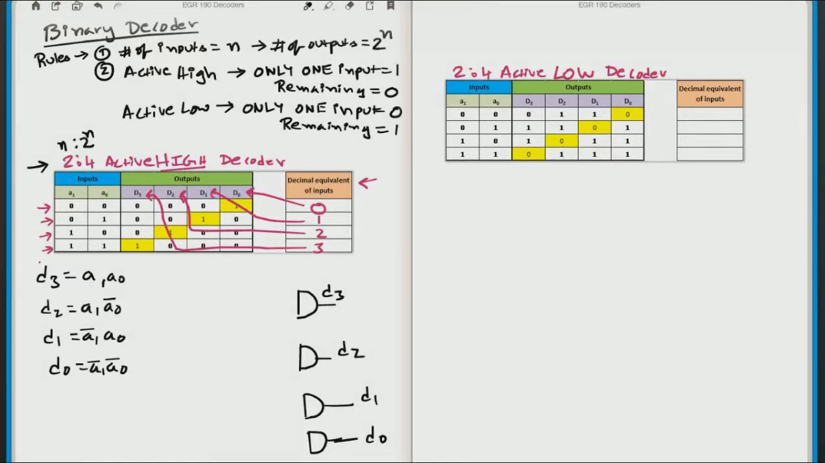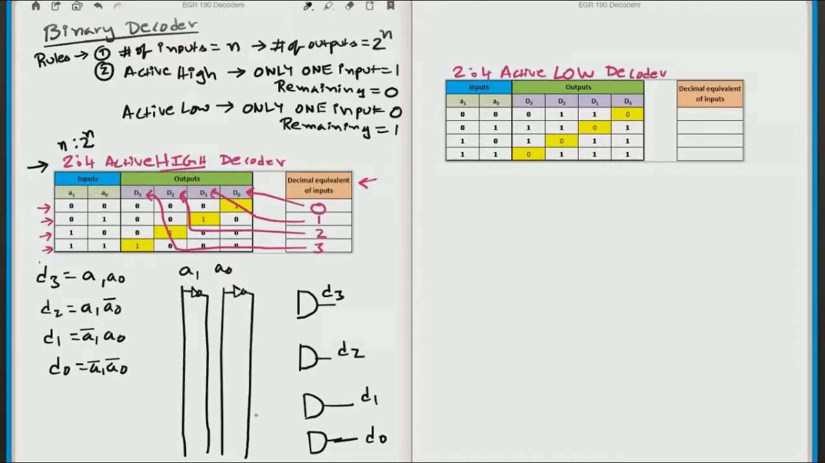And I have inputs. All of these are a product term of A1 or A1 bar and A0 or A0 bar, right? So I'm going to write A1 here, draw a straight line all the way down, and implement the complement through a NOT gate, inverter, put it down. Similarly, I have A0. I'm going to put it down here. So my D3 is A1 times A0, right? My D3 becomes A1 times A0 here.